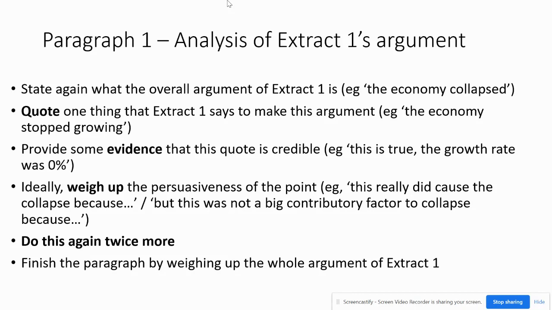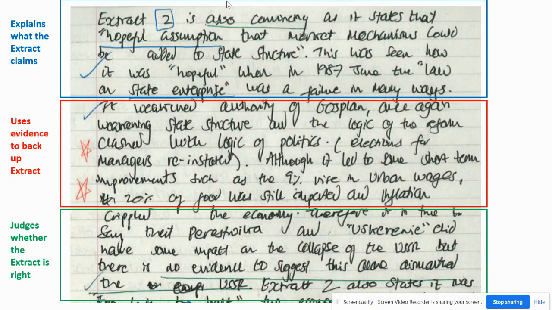So that might be, in conclusion, extract 1 makes 3 great points that support this argument. Or it might be extract 1 makes a really strong point, but after that, the points that it makes are less good. And so overall, extract 1 is only partially convincing. Let's have a quick look just at how that might look in this paragraph here.